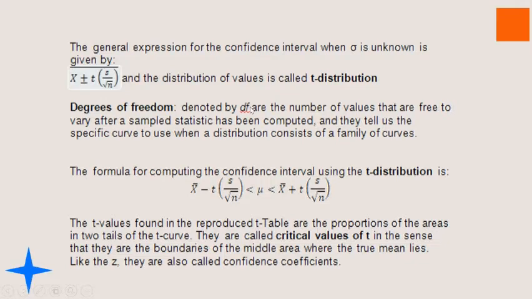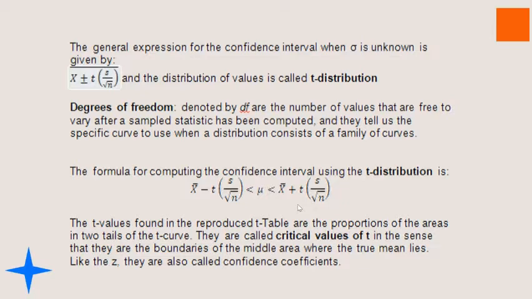So the formula for computing the confidence interval using the t distribution is here. Your sample mean minus t multiplied by the sample standard deviation over the square root of your sample size n, which is less than the population mean but greater than your sample mean plus t multiplied by the sample standard deviation over the square root of n.